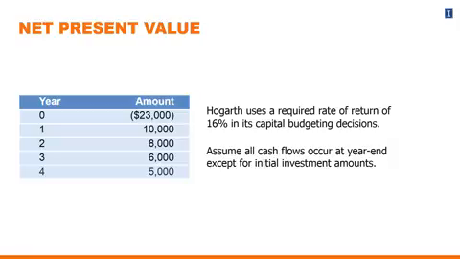Adding to this example, we'll talk about Hogarth using a required rate of return of 16% in its capital budgeting decisions. Again, upper management has just decided that that is the legitimate threshold to make investments worthwhile. Again, influenced by a variety of factors. And we'll assume that all cash flows occur at the end of the year, except for the initial investment amounts. In that case, the $23,000 is expended immediately.